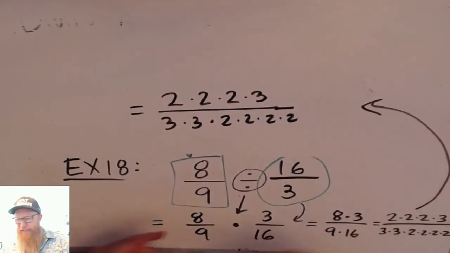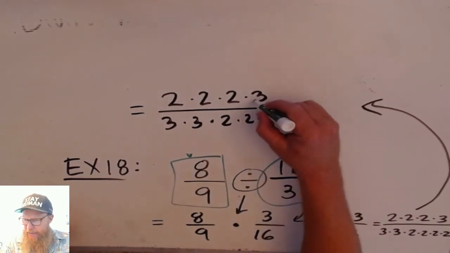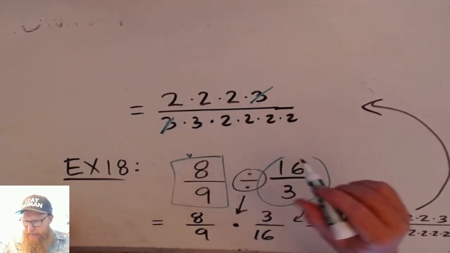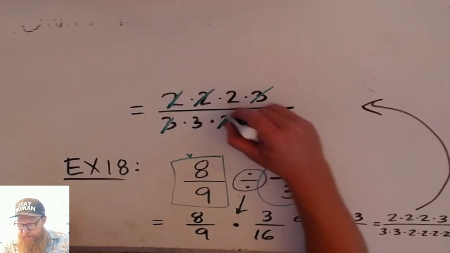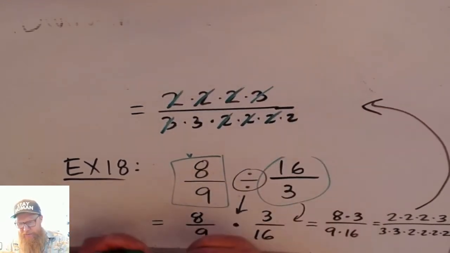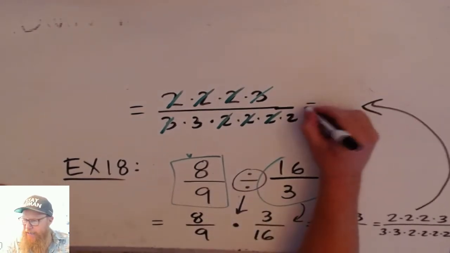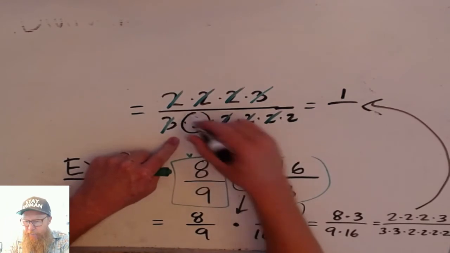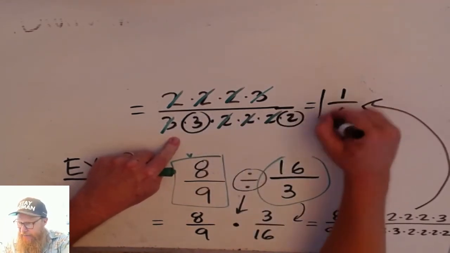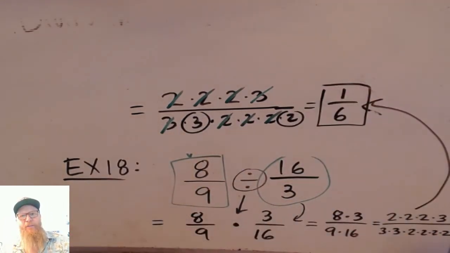And then now cancel as much as you can. So we have a 3 and a 3. We've got 2 and a 2, 2 and a 2, 2 and a 2. Everybody canceled on the numerator, so that becomes 1. And then the bottom is 6. And so the result is 1/6.